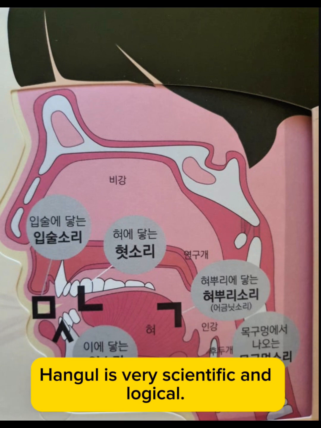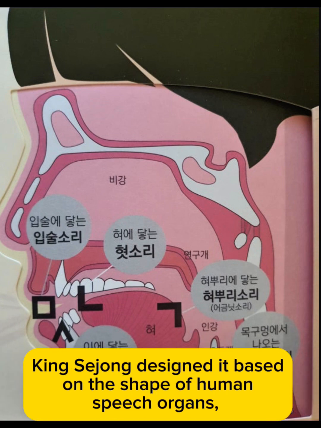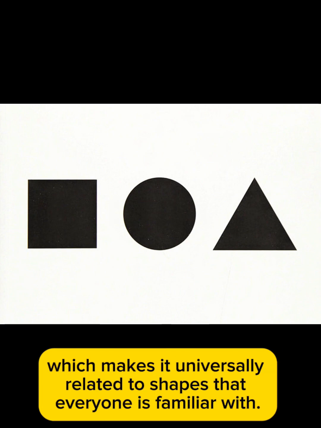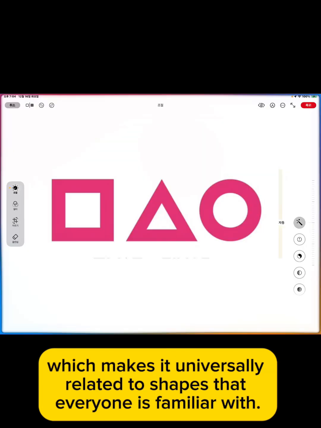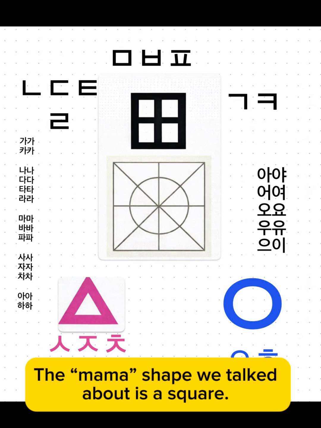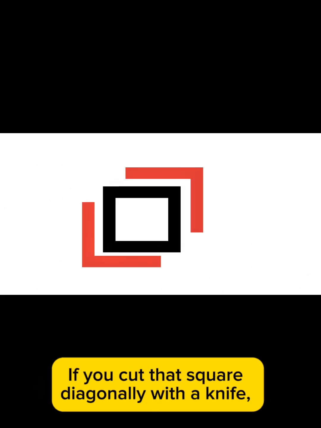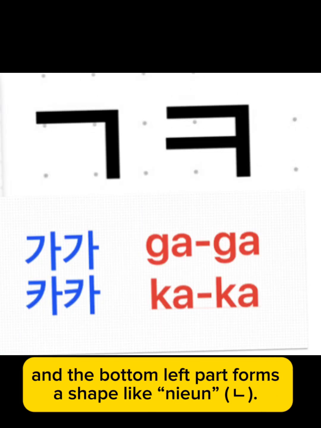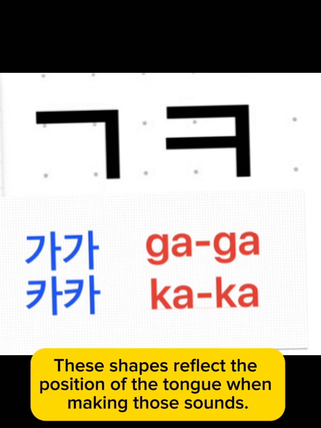Hangul is very scientific and logical. King Sejong designed it based on the shape of human speech organs, which makes it universally related to shapes that everyone is familiar with. Now, there are two more things. The mama shape we talked about is a square. If you cut that square diagonally with a knife, the top right part forms a shape like Giok, G, and the bottom left part forms a shape like Nyun, N. These shapes reflect the position of the tongue when making those sounds.